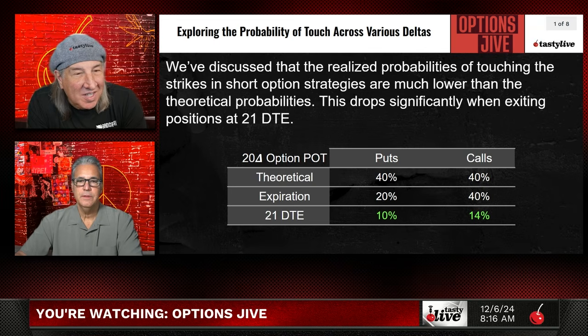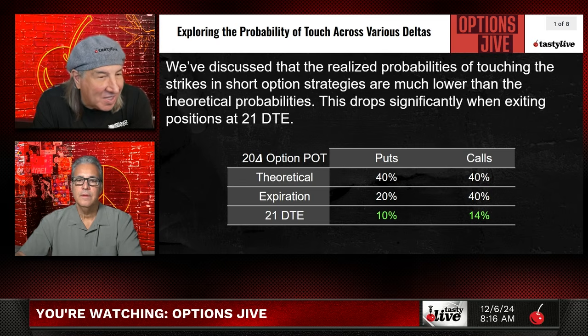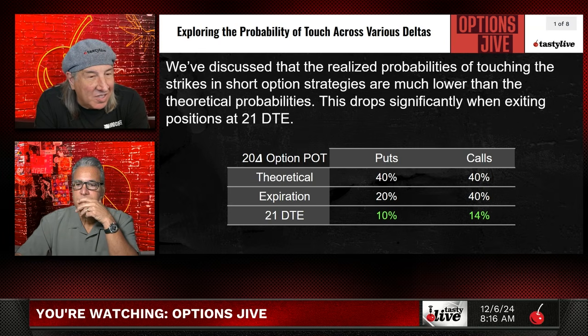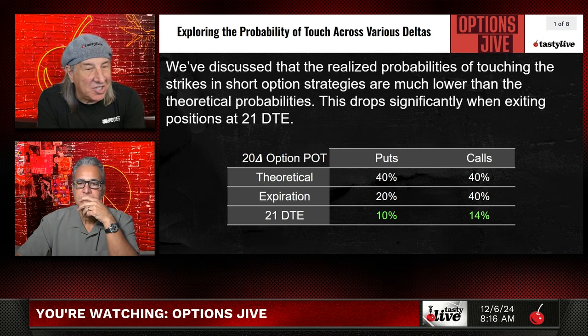As we discussed, the realized probabilities of touching the strikes in short option strategies are much lower than the theoretical probabilities. This drops significantly when exiting positions at 21 days. This is a piece that we did in the past. So looking at 20 delta options here, the theoretical chance of a 20 delta option touching, puts and calls, is 2 times the delta. So the delta is 20. The theoretical chance of touching is 40 on the calls, 40 on the puts.